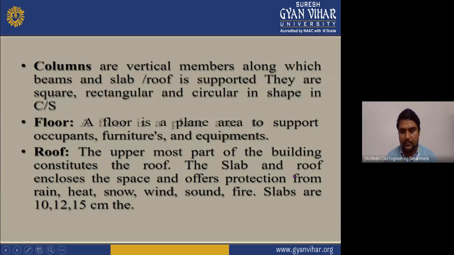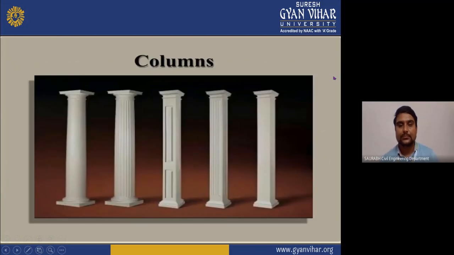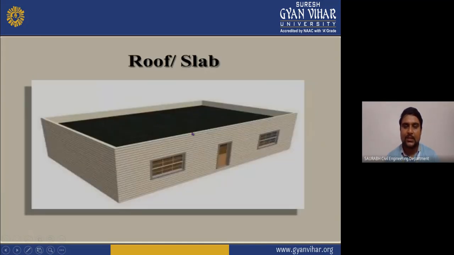And roof, what is the roof? The uppermost part of the building constitutes the roof. The slab of the roof encloses the space and offers protection from the rain, heat, snow, and wind. So this is the image of different types of column. As you can see, this is your circular column, this is your rectangular, and this is your square column. And this is the slab of your roof, and you can also call this your roof.